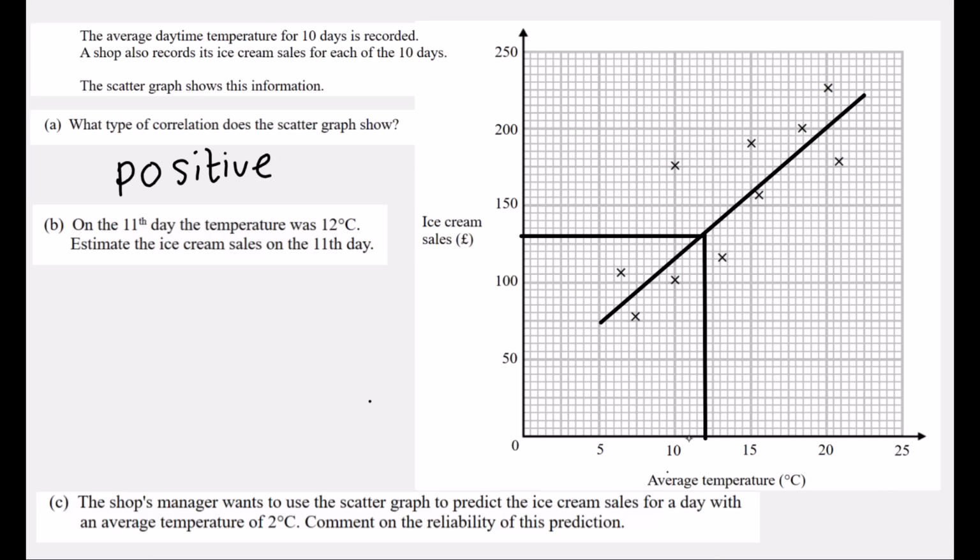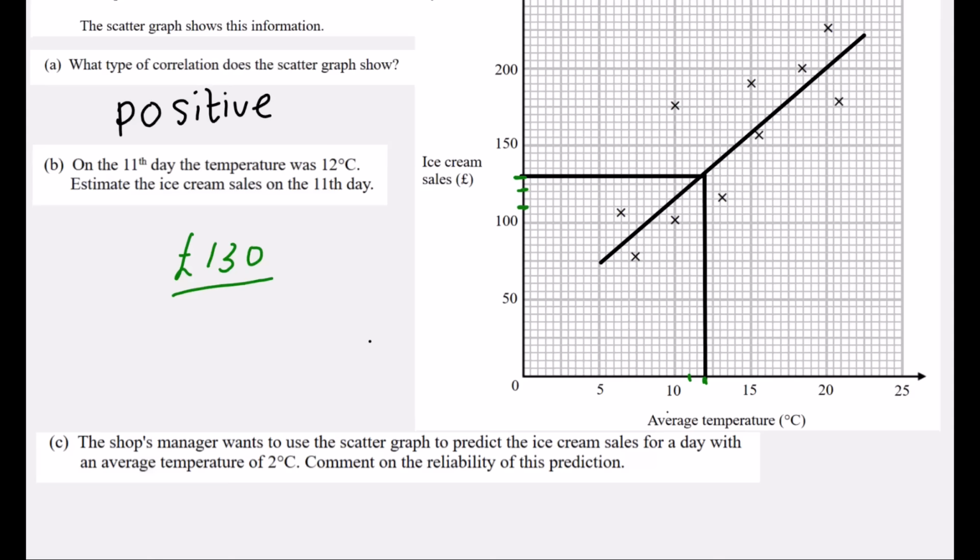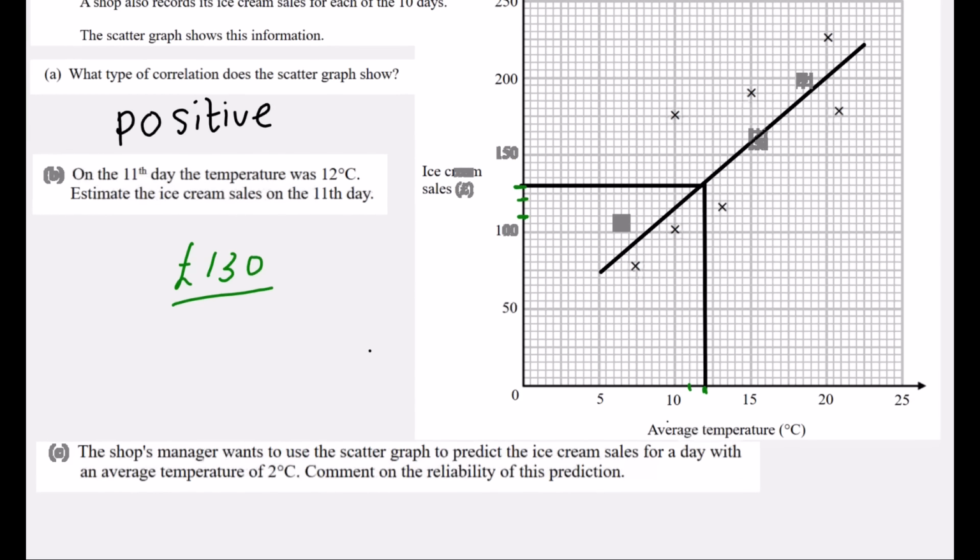So I should note that two little boxes here are 1, so that's 11, 12. And two little boxes here are 10. So it's 110, 120, 130. So we've got £130. The shop's manager wants to use the scatter graph to predict the ice cream sales for a day with an average temperature of 2 degrees. Comment on the reliability of this prediction.